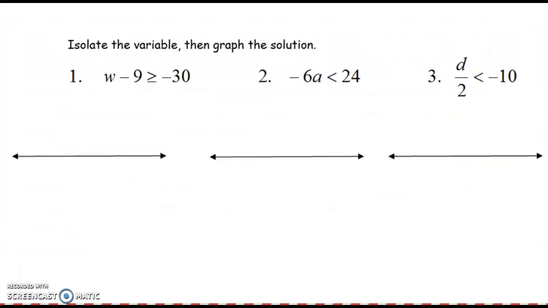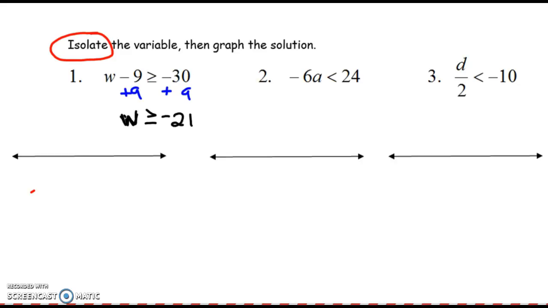If I'm given one to solve, we do this just like we do an equation. You have to isolate the variable first. So before you graph anything, get that W alone. So in order to get W alone, I have to do the opposite of minus 9 and add 9. All right, so W is now by itself because negative 9 plus 9 is 0. Greater than or equal to, and we all know that negative 30 plus 9 is negative 21.